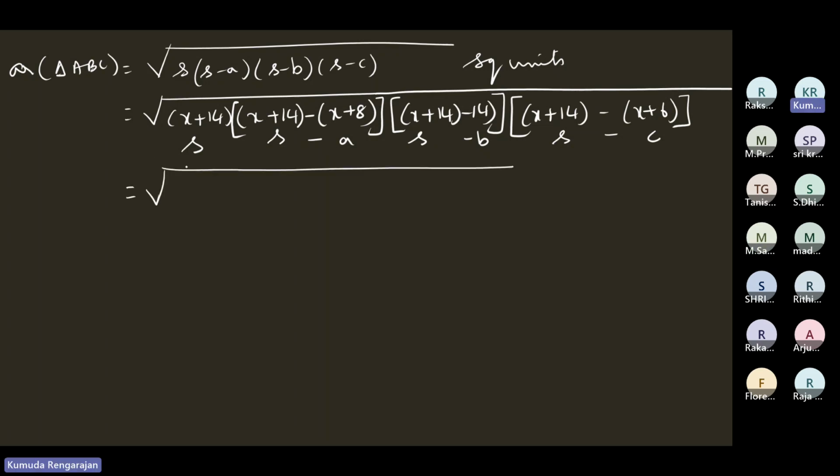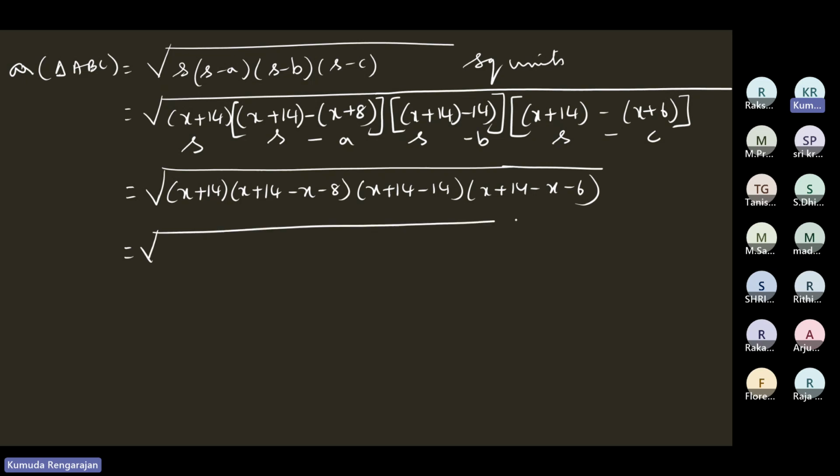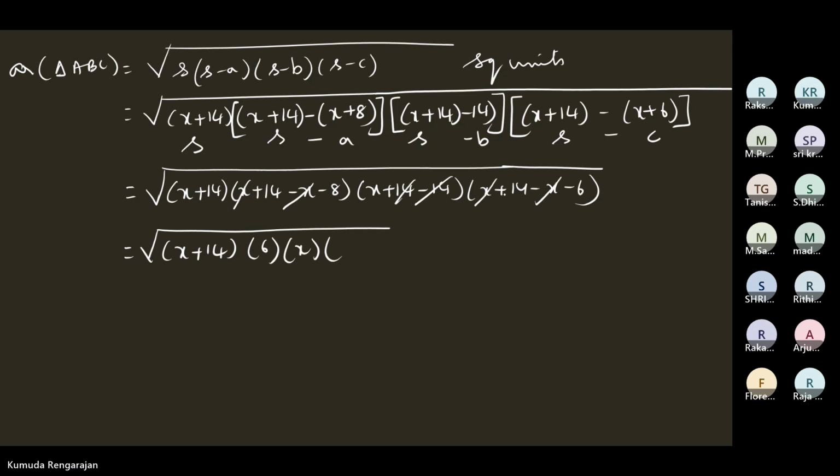Yes, ma'am. Okay. So x plus 14 into x plus 14 minus x minus 8, x plus 14 minus 14, x plus 14 minus x minus 6. So square root of x plus 14 into, what is this? This gets cancelled. And 14 minus 8 is 6. 14 cancels, so into x. This is how much? 8. Correct, children? So this is nothing but square root of 6 8s are 48 into x plus 14.